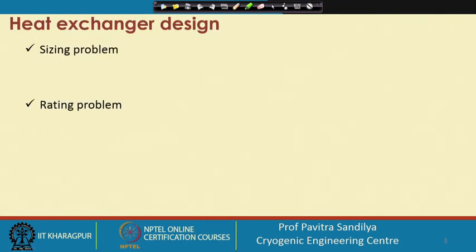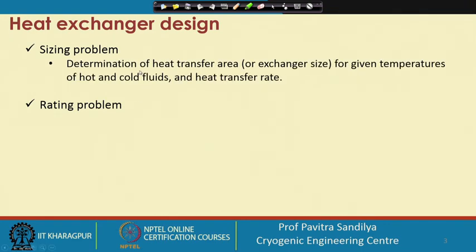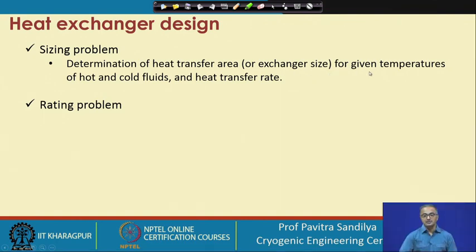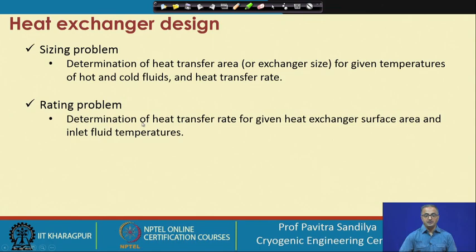So first, let us see what kind of design problems we shall be having. One is the sizing problem and there is the rating problem. In the sizing problem, we have to determine the area for heat transfer, and that means that we have to find out the size of the heat exchanger for some given temperatures of the hot and cold fluids and some heat transfer rates. And in the rating problem, we have to determine the heat transfer rate for a given heat exchanger surface area and some inlet fluid temperatures.